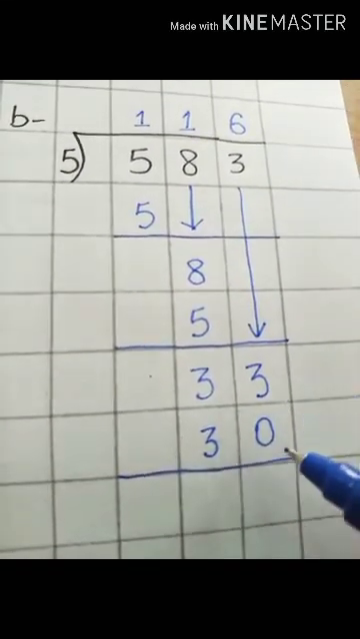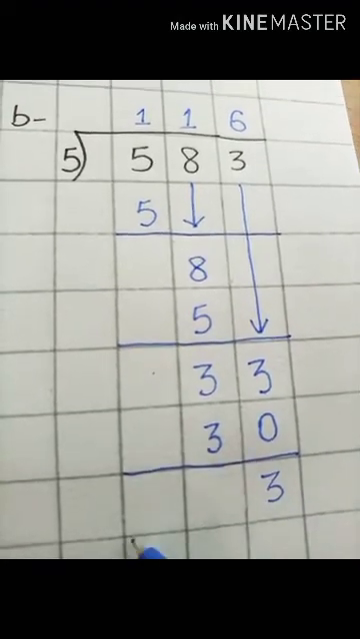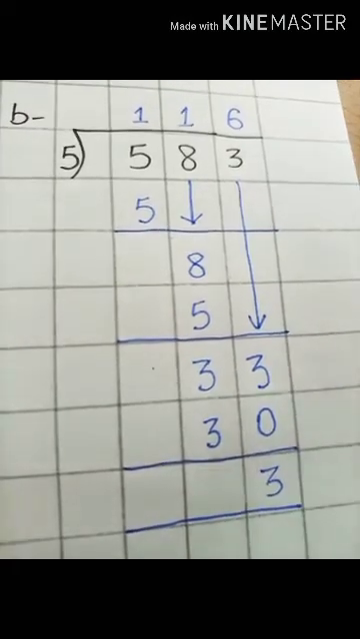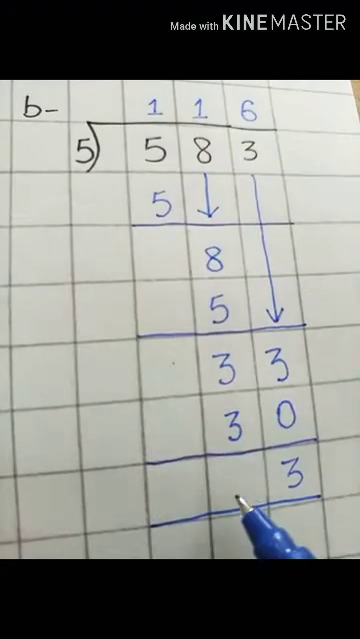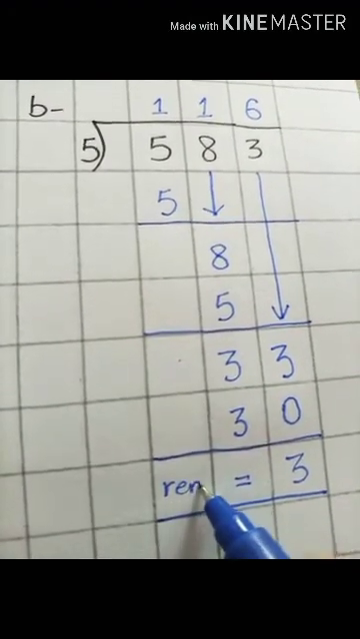Now students, 3 minus 0 is 3. As you know that when we subtract 0 from any number, there will be no change in the number. So students, this 3 can't be divided further because this one is smaller than my divisor. Here I am writing it as a remainder. 3 is my remainder.